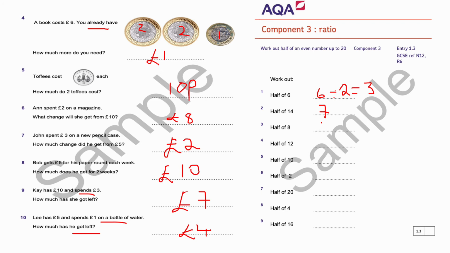Half of 8. 8 divided by 2 is 4. Half of 12 is 6. 12 divided by 2 is 6. 10 divided by 2 is 5. 2 divided by 2 is 1. 20 divided by 2 is 10. 4 divided by 2 is 2. And 16 divided by 2, or half of 16, is going to be 8. Okay.